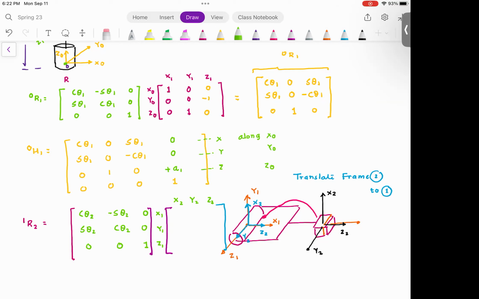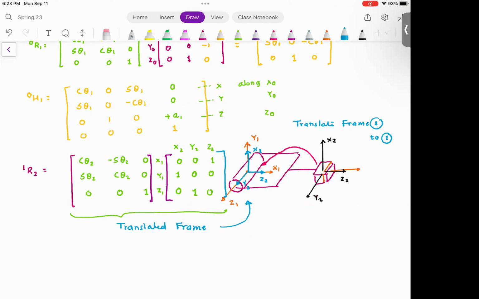And now you see that x2 is aligned with y1. Y2 is aligned with z1. And z2 is aligned with x1. Are you with me? So please understand, this whole thing is for the translated frame, shown here.